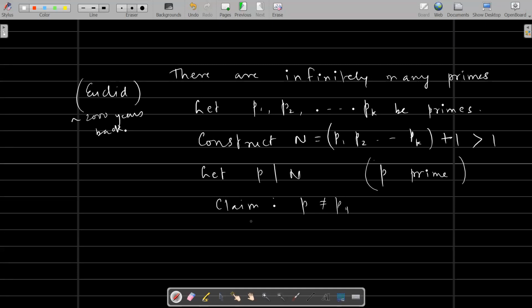Yeah. So this we do by contradiction. Suppose P equals P1. Okay. So this implies P surely divides the multiple of P1, P2, right? So P divides P1, P2, and so on up to Pk. Is that okay? If I say P is P1, P obviously divides the multiple of P1. So P divides P1 P2 up to Pk, and also P divides n.